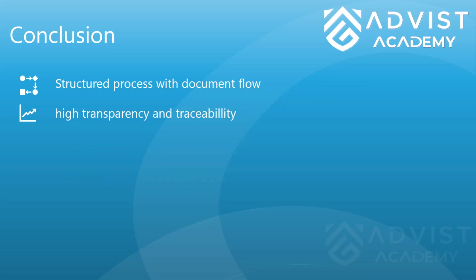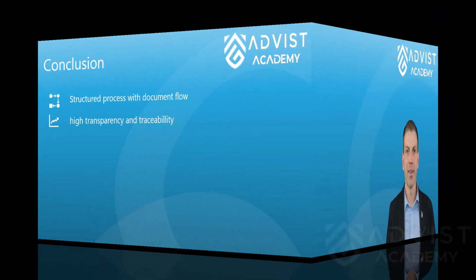In summary, the purchasing process in SAP represents a structured sequence of steps that are tightly integrated within the system architecture. Each step is documented by corresponding system documents and logically linked. This ensures transparency, allows detailed analysis, and supports a smooth and efficient procurement process.